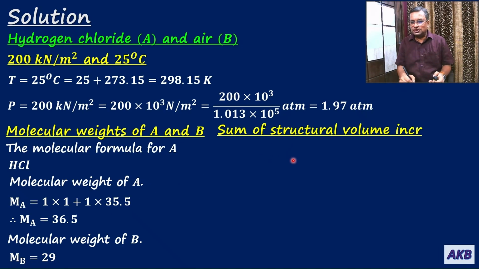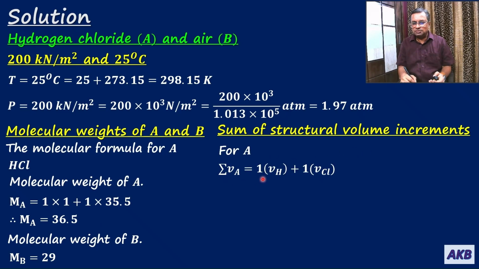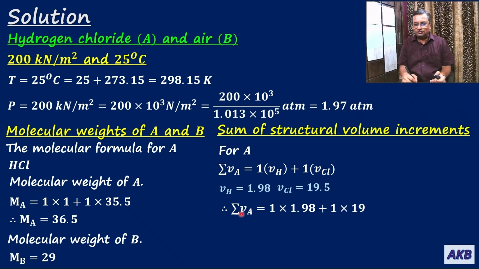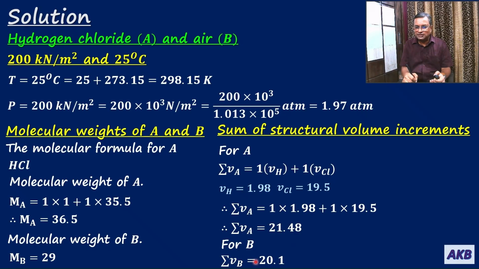Now let us get the sum of structural volume increments. So for A, summation Va is 1 atom of hydrogen into atomic volume of hydrogen, plus 1 atom of chlorine into atomic volume of chlorine. Atomic volume of hydrogen is 1.98. Atomic volume of chlorine is 19.5. So therefore summation Va is 1 into 1.98 plus 1 into 19.5, that is summation Va is 21.48. And for B, which is air, summation Vb is 20.1. It is directly given to us.